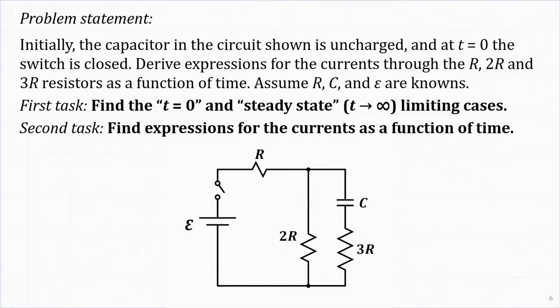We are told that initially the capacitor in the circuit shown is uncharged, and at t equals 0 the switch is closed. The goal is to derive expressions for the currents through the R, 2R, and 3R resistors as a function of time. We can assume that R and C and the EMF are knowns, and in the interest of time, I'll just show the derivation for one of the 3 currents, and then just show the others without all the details.